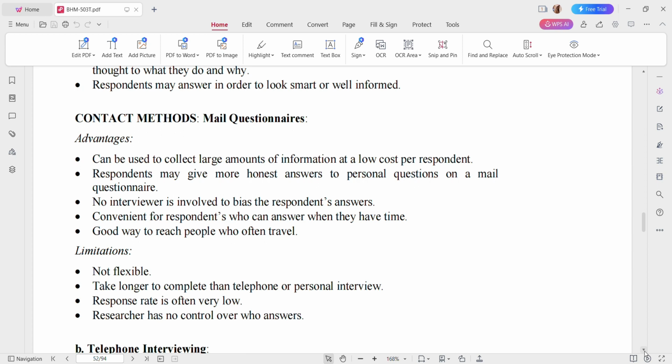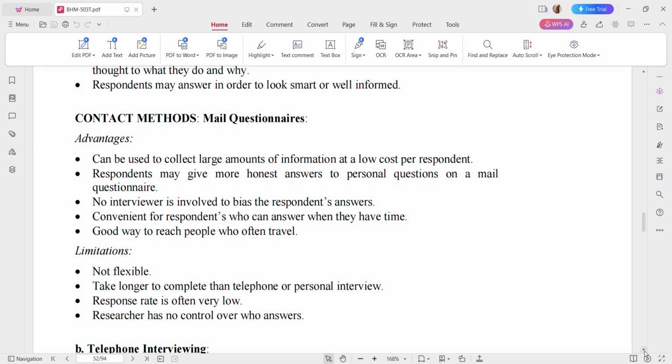Okay, now, convenient for respondents who can answer when they have time. It's very convenient because they can answer the questions anytime they want, so long as they're available. Now, good way to reach people who often travel. Yeah, because you can just send them the link and have access on it and answer the questions whenever they want. Now, although it has advantages, it also has limitations.